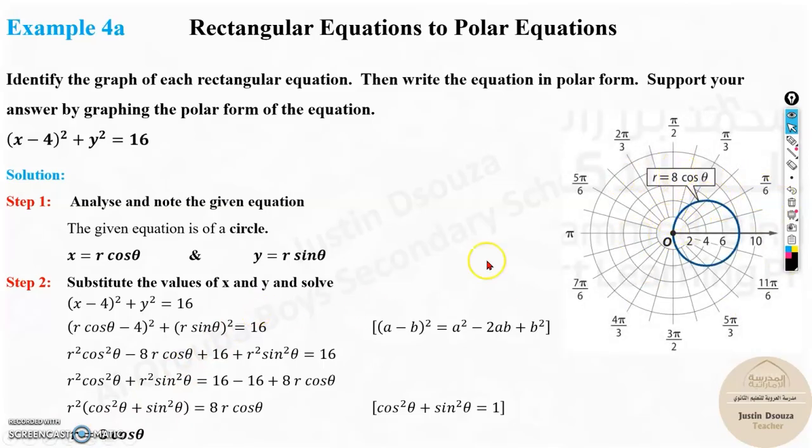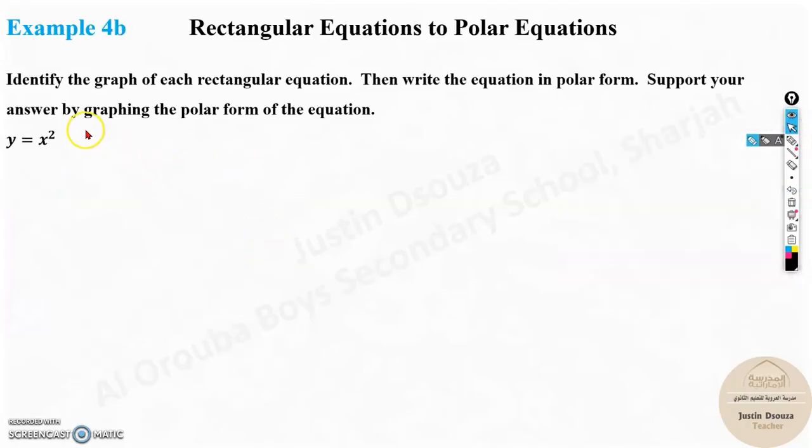We have already studied that whenever you have r, any coefficient, cos theta, it's a circle. Even if it was sine theta, it would be a circle. But the only thing is, cos will be along the x-axis, and since it is positive 8, it's at the right side. If it was minus 8 over here, it would be on my left side. Or if it was a positive sine, it would be upwards, minus sign would be downwards. So this is a circle graph. Similarly, let's do one more problem.